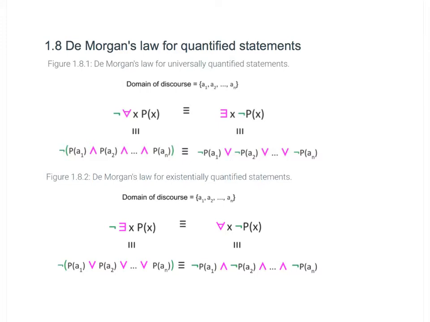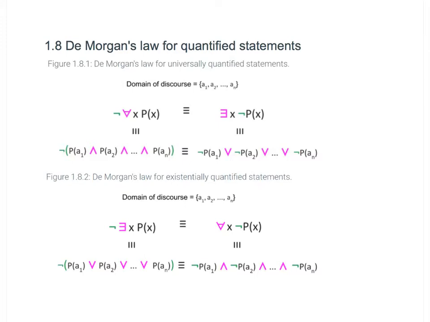So if we have the negation of for all x P(x), if you rewrite the universally quantified statement as the conjunction of P(a1), P(a2), all the way to P(an), where a1, a2, all the way to an is the domain of x, then the negation of this conjunction based on De Morgan's law would be the disjunction of the negation of each statement. So it would be not P(a1) or not P(a2) or not P(a3) all the way to not P(an).